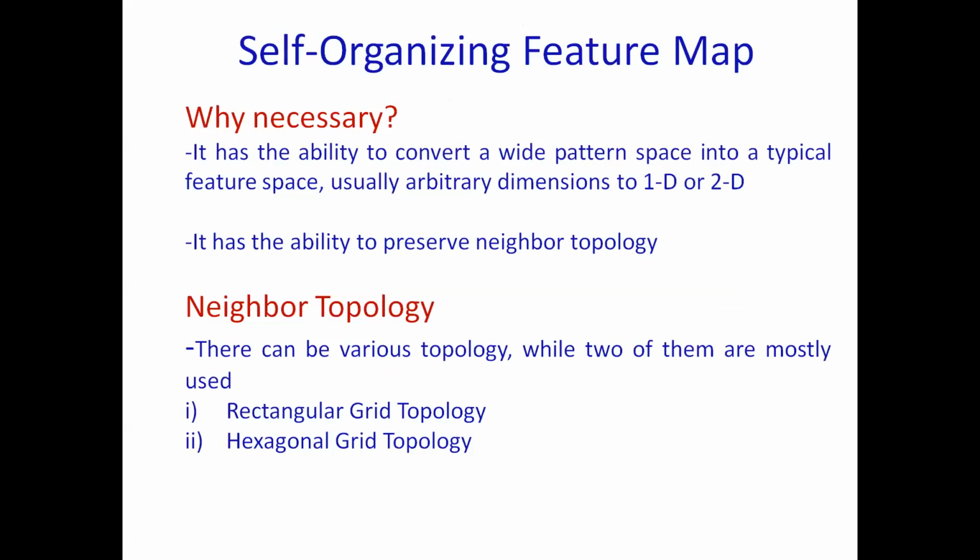Now coming to the next neural network, which is called the self-organizing feature map. Now, why is it necessary?